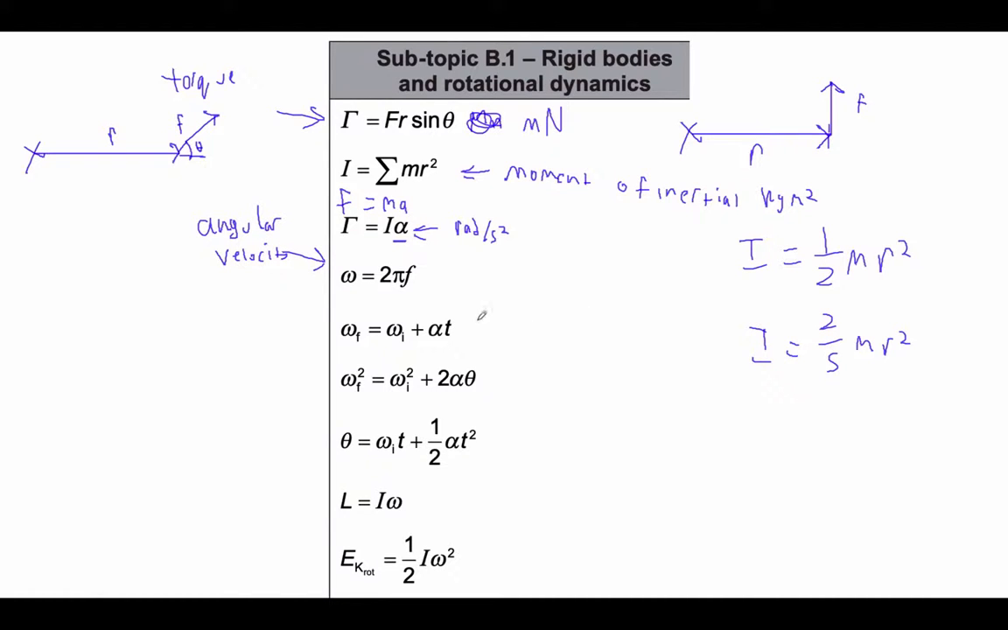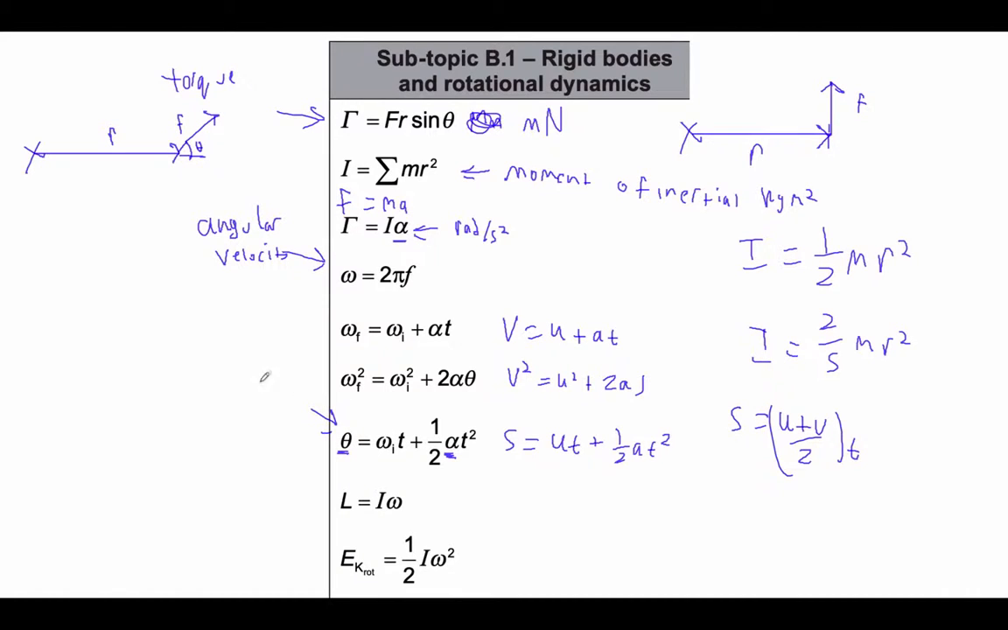And then this is V equals U plus AT, which I tend to just use. This is V squared is U squared plus 2AS. So we're SUVATing here. This is S is UT plus 1/2 AT squared. The one that they don't give you, which you could just use, is S is U plus V over 2 times T, right? So the alpha is your acceleration, T is time, theta is like displacement. Remember, this needs to be radians. This should be radians per second.